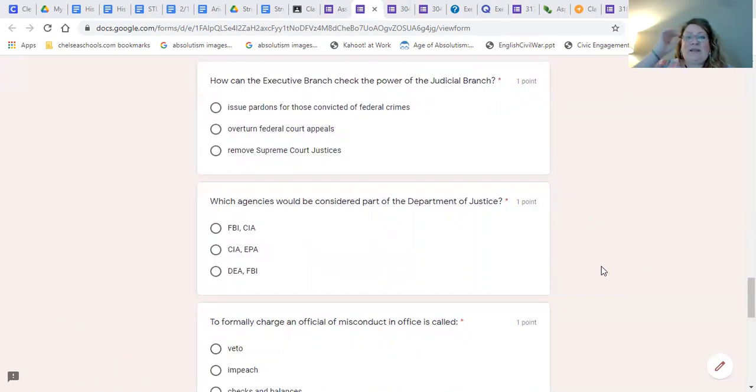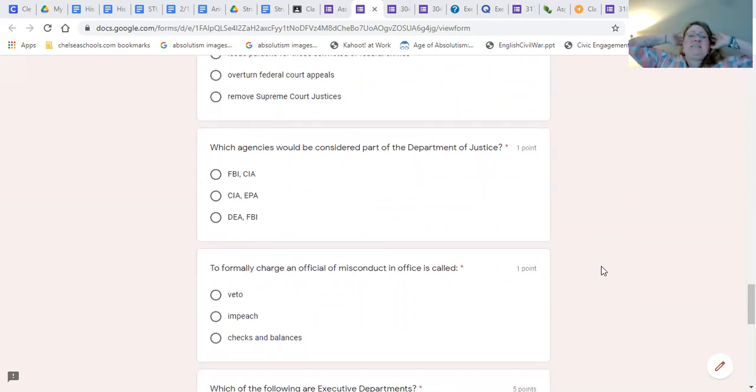How can the executive branch check the power of the judicial branch? Issue pardons for those convicted of federal crimes, overturn federal court appeals, remove Supreme Court justices. Which agencies would be considered part of the Department of Justice? FBI and CIA, CIA and EPA, DEA and FBI. I'm going to go through those one more time with the acronyms and their actual meaning.